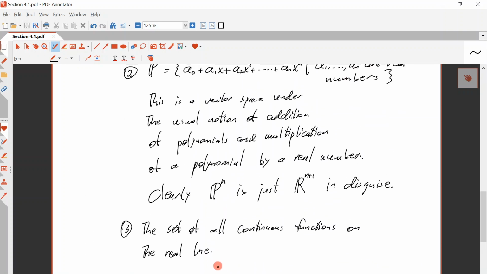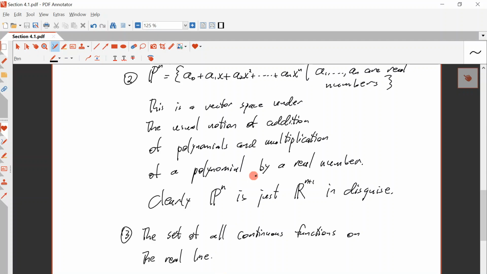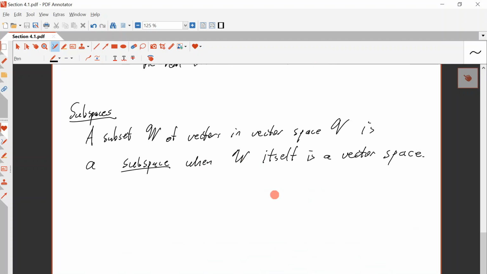So 2 and 3. Polynomials are continuous functions, right? But not all continuous functions are polynomials. So actually Pn, number 2 here, is a subset of number 3. Continuous functions that aren't polynomials are like sine x, cosine x. Those are continuous, but not polynomials. All right. So a subset W of vectors in vector space V is a subspace when W itself is a vector space.